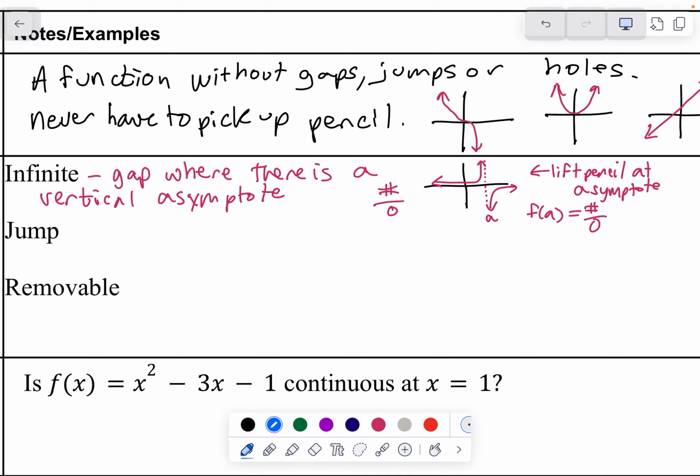Okay, so that's our first type. The next type is a jump discontinuity. A jump usually occurs because it's a piecewise function. So the two pieces are disconnected.